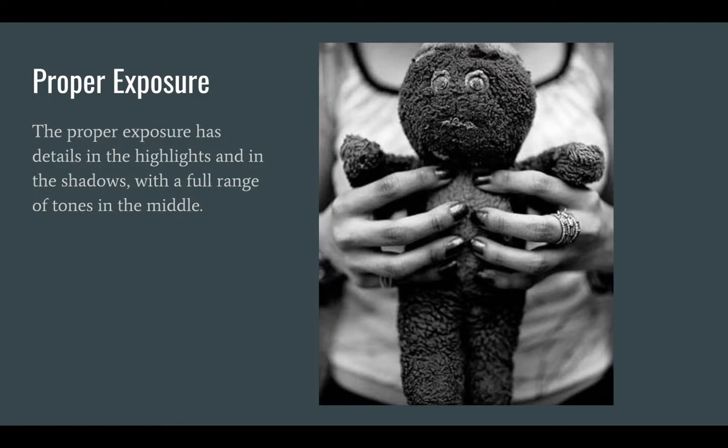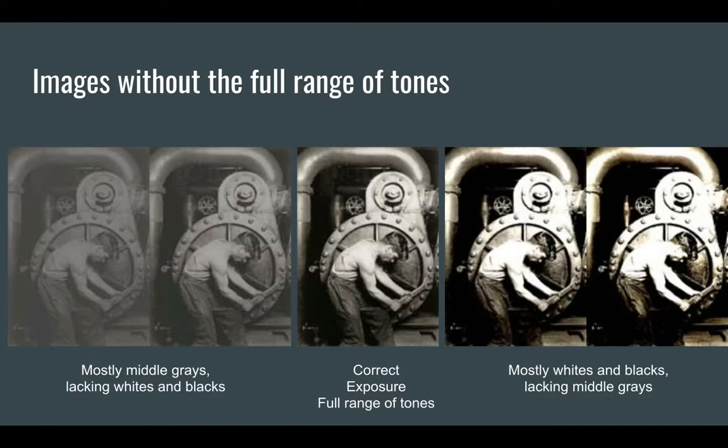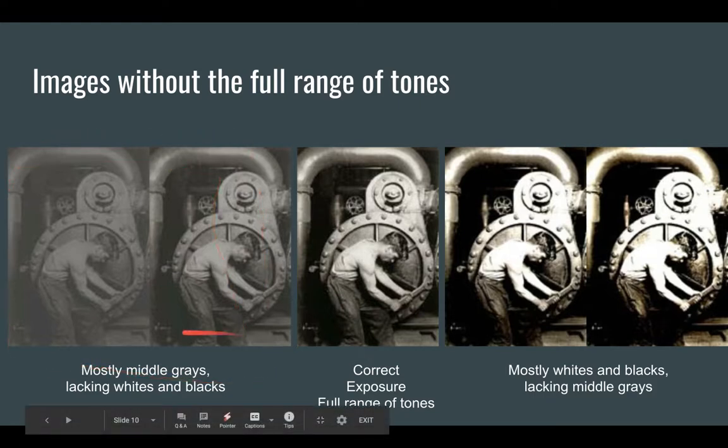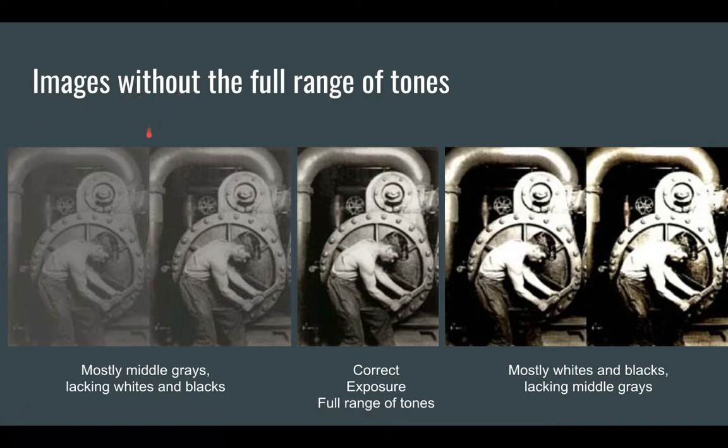Now, what happens if you just have middle tones and no highlights and no shadows? Well, you'll get an image similar to these two. These are mostly middle grays. They're lacking whites and blacks, where it's just kind of muted. So I would say that these photos are giving me low contrast. So for that third question, what happens when you just have middle grays? You get images that have low contrast. They're lacking whites and blacks.